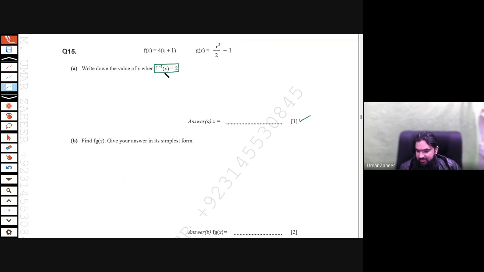If it is inverse here, take it on the other side, it will become f. It is the same as in trigonometry. You have a sine, you will take it on the other side, it will become sine inverse. In the same way, if it is f inverse, when you take it on the other side, it will become f. Is it clear, everyone?